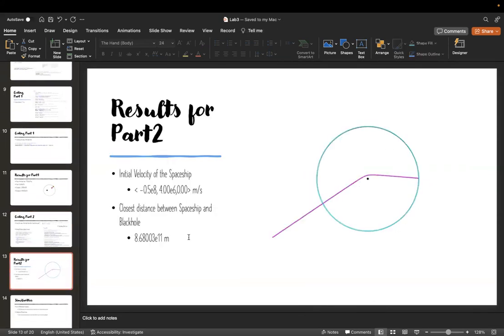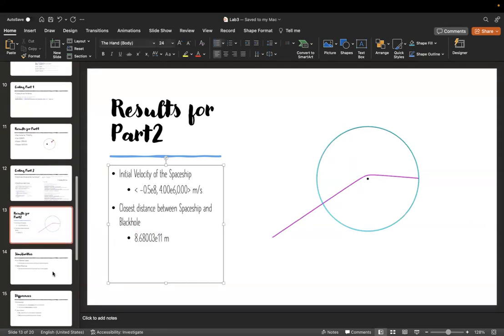The results for part two: the initial velocity of the spaceship is this one. I found it through trying and guessing. The closest distance between the spaceship and the black hole is this one, which was the result of the simulation.